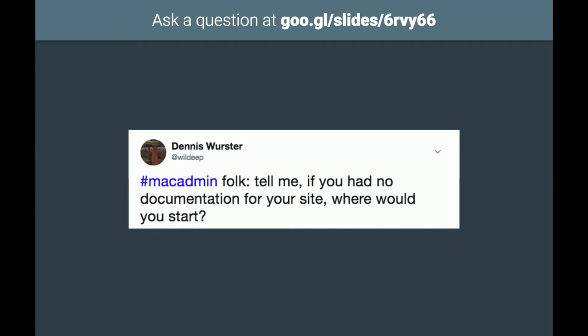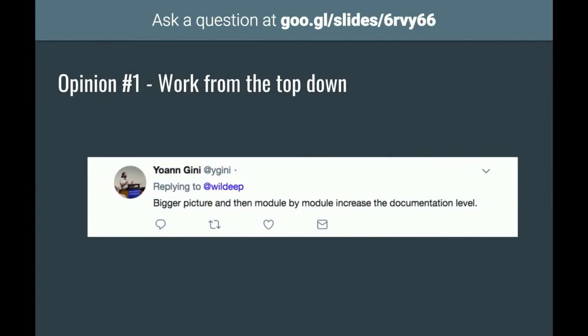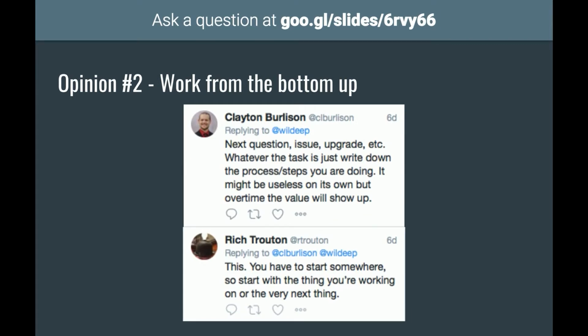I got some responses, and they tended to fall into a few different categories. I bet these are not going to be that surprising to you. The first category was represented by the opinion that you should work from the top down. You should grab what's important to you, create a structure, and then fill that in as you go. Who can guess what the next one is? Bottom up, that's right. Other people said you should start with whatever you're working on right now, whatever's in front of you, and just write out what you're doing and how you do it.